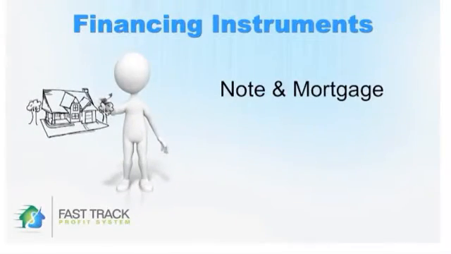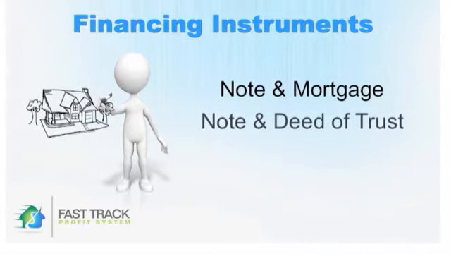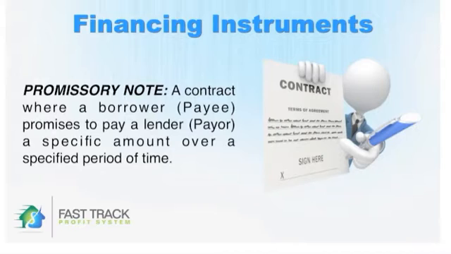Moving on, let's take a second to talk about the two most common financing instruments associated with real property. They are note and mortgage and note and deed of trust. Let's first break down the different financing instruments individually, and then I'm going to show you how they get combined to secure a loan to a piece of real property. Let's start with the promissory note.